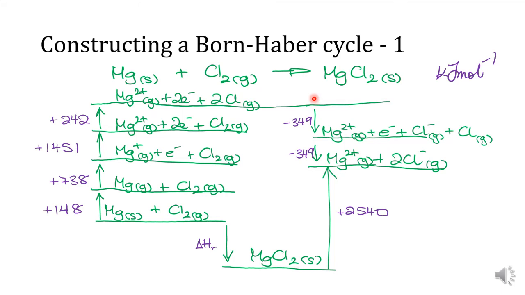plus, because I'm agreeing with the arrow, negative 349, and then I'm adding, because I agree with the arrow, negative 349, and then I'm subtracting, because I disagree with the arrow, 2540. So overall, that gives me a delta H of reaction of negative 659 kilojoules per mole.